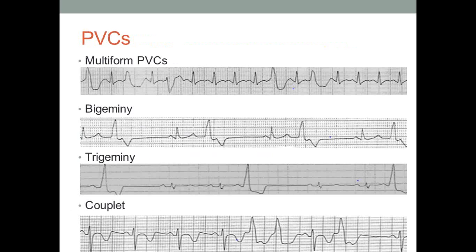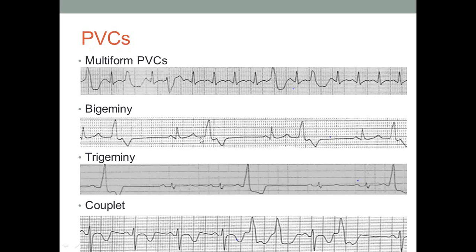So when we talk about PVCs, there are different types of them, different forms of them, and when they come in multiples or different rhythmicities, they have different titles, different names. So if we look up at the first one here, we have a number of PVCs, and they don't look the same. So we have a PVC here. We have another one right here. We have another one right here. Another one here. And they don't look the same. When there are PVCs on the same strip that don't look the same, we call them multiform PVCs.